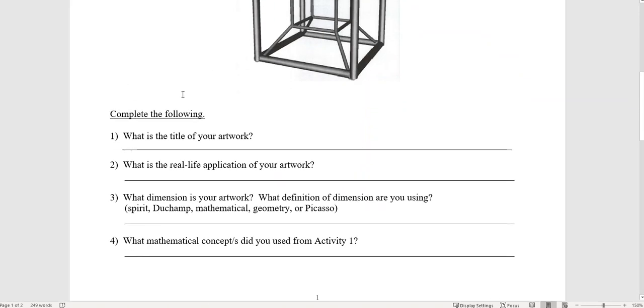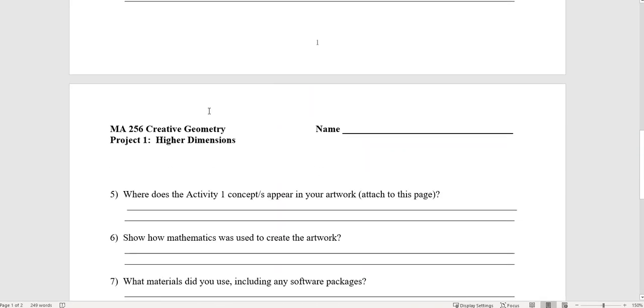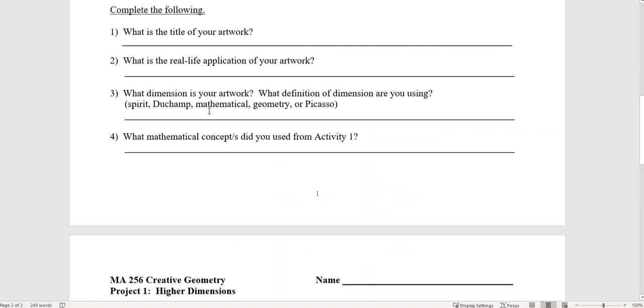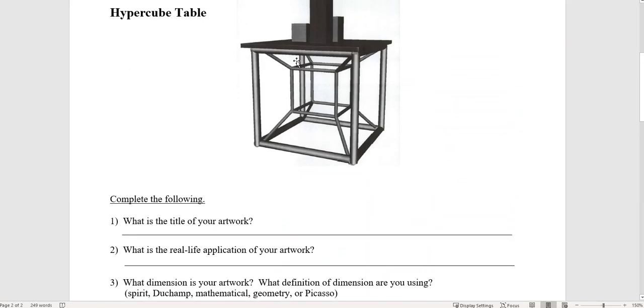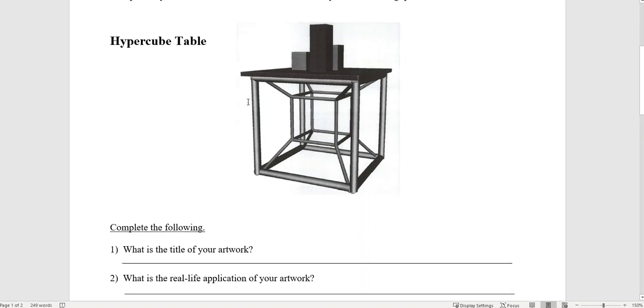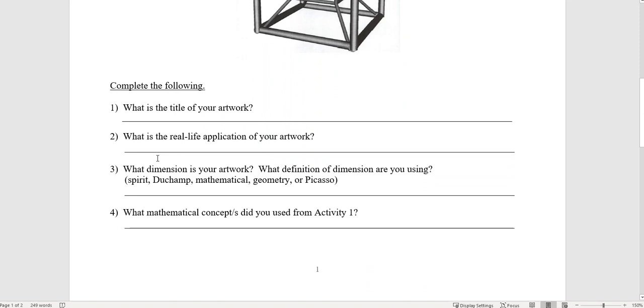And then you would go through and there's a few questions about what you had done. So basically you would go in and say, what's the title? And you could say, okay, hypercube table's the title. What is the real life application? Of course, it's a table, so that's pretty obvious. Again, this application is very, very straightforward, right? And simple idea.